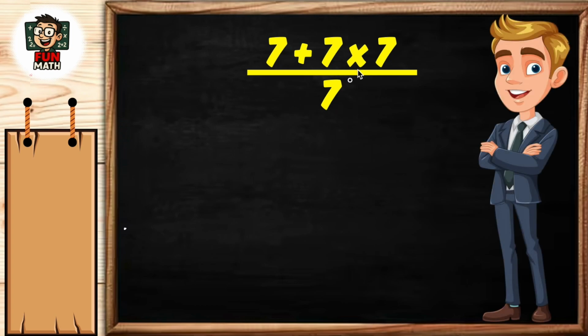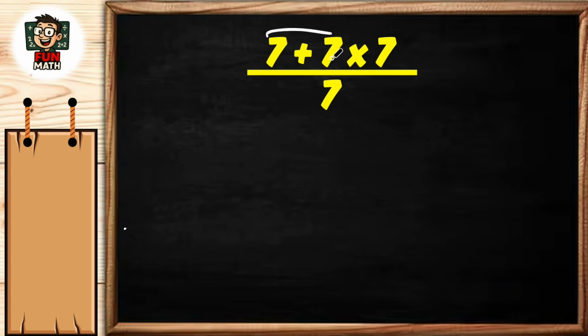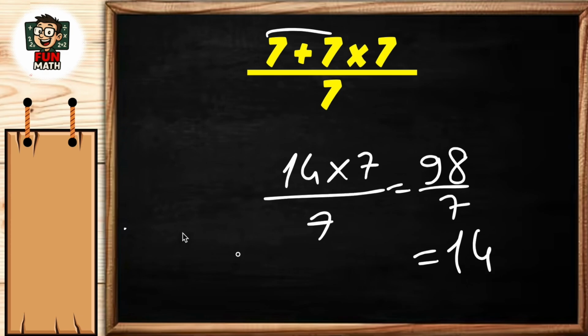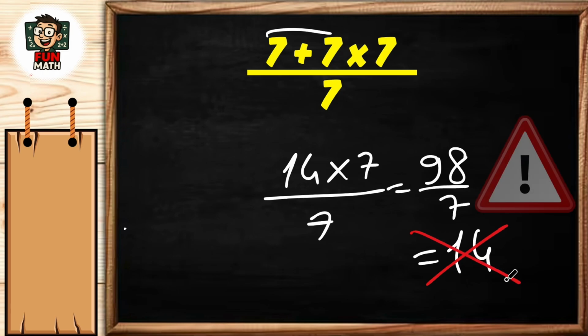Let's look at the solution. 7 plus 7 equals 14. Then 14 times 7 equals 98. Finally, we divide. 98 divided by 7 equals 14. If you solve the question this way, you solved it incorrectly.